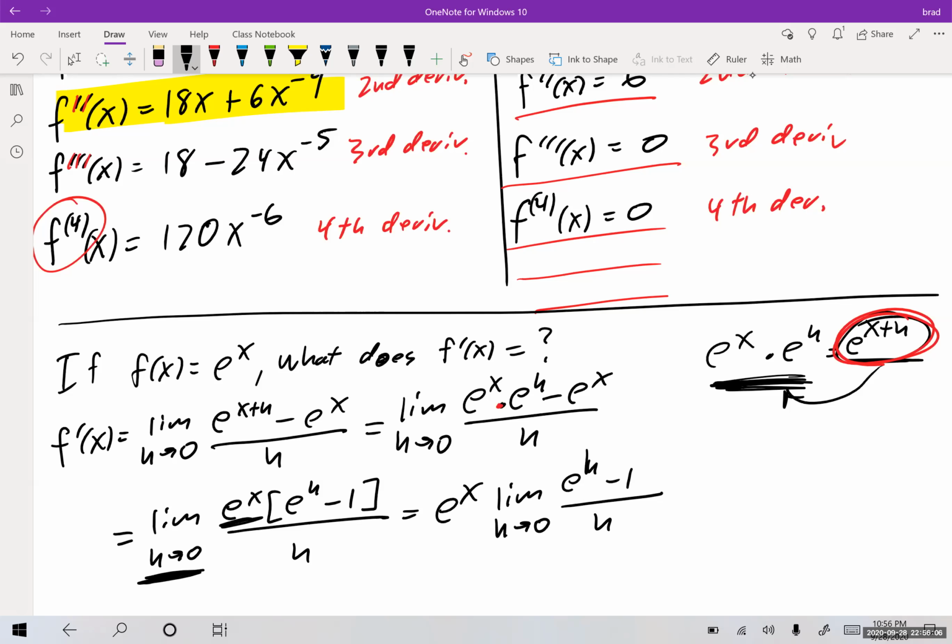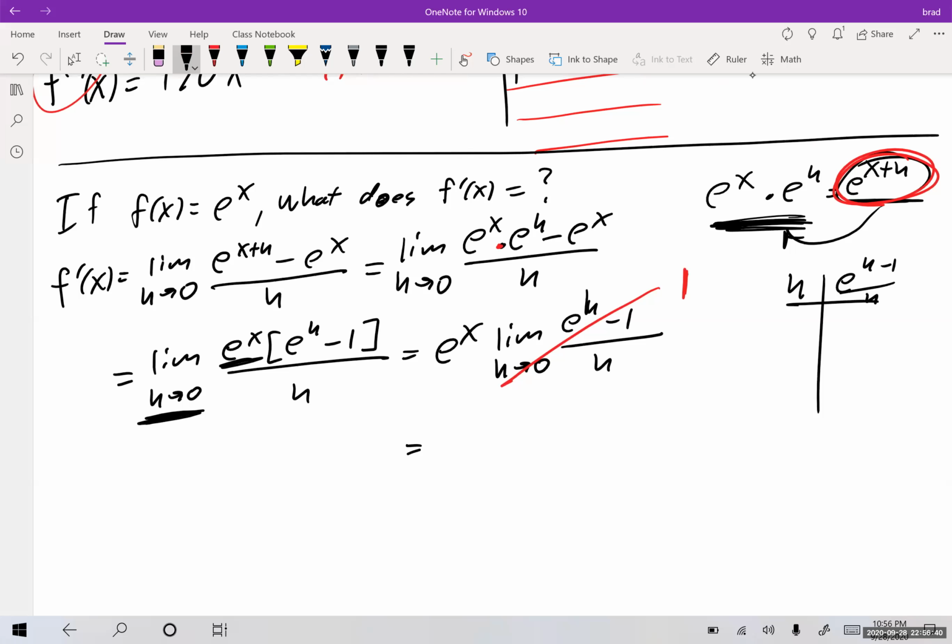Now we could create a chart, or you could take my word for it. You could have h, and you could have e to the h minus 1 all over h, and you could try to plug in values, and you would find out that this limit based on this table is approaching 1. So that means that we end up with e to the x times 1, which is e to the x.